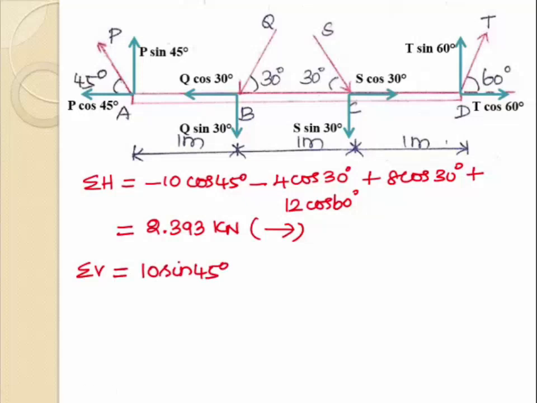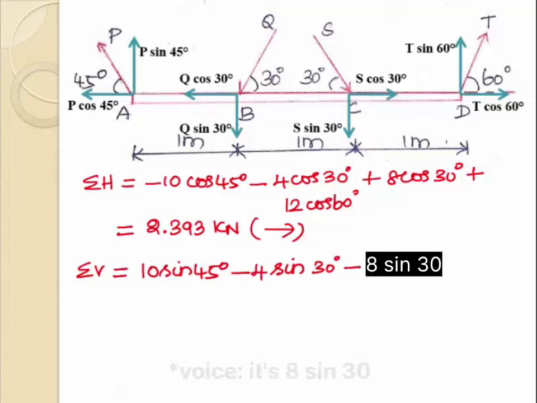Next at point B, minus Q sin 30, so minus 4 sin 30. Next at point C, minus S sin 30, so minus 8 sin 30. Next at point D, plus T sin 60, so plus 12 sin 60 degree. So on resolving this, we can get the value of summation V as 11.4634 kilonewton.